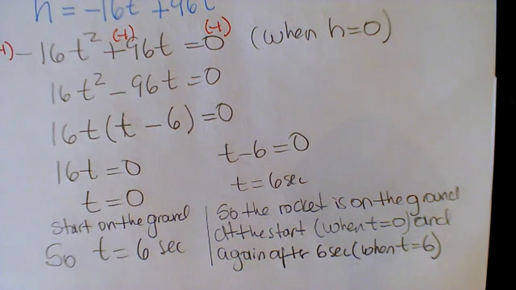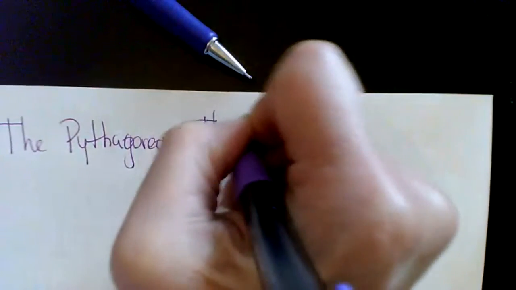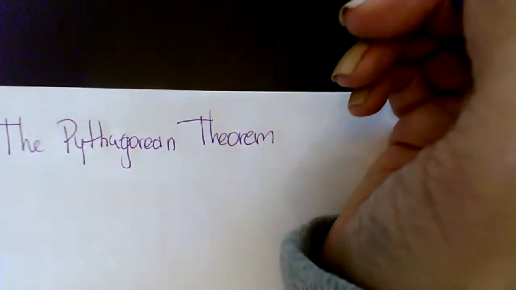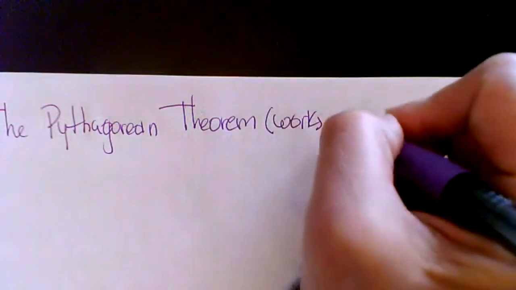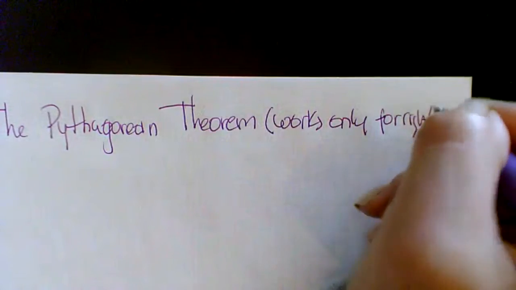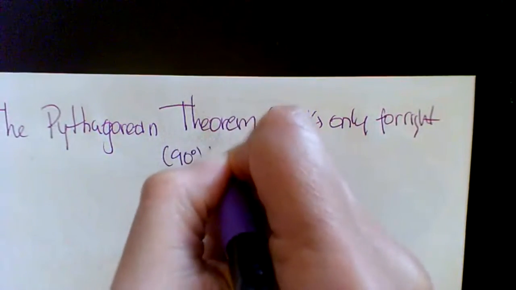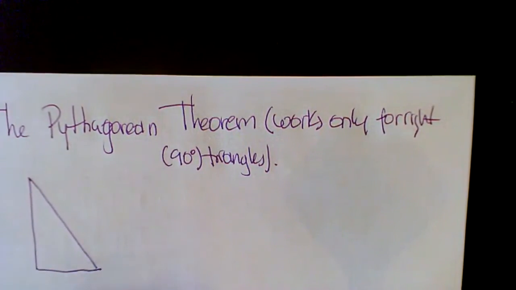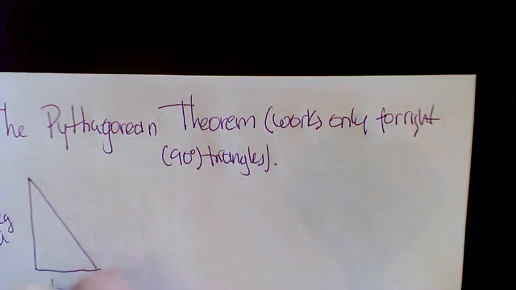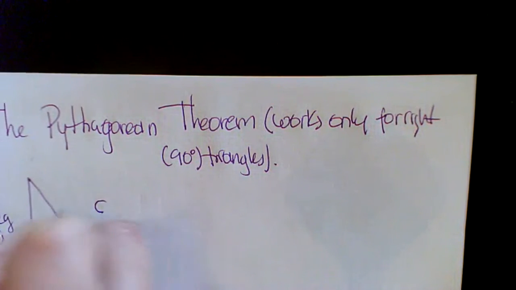So, Pythagorean theorem. Just starting a new page here. It works only for right triangles, right? Which is 90-degree triangles. So I have, right? This is what we call one leg, and this is the other leg. Okay? C is the hypotenuse.